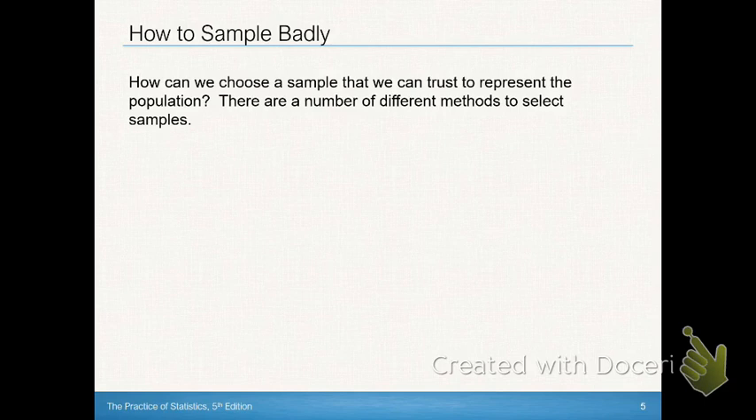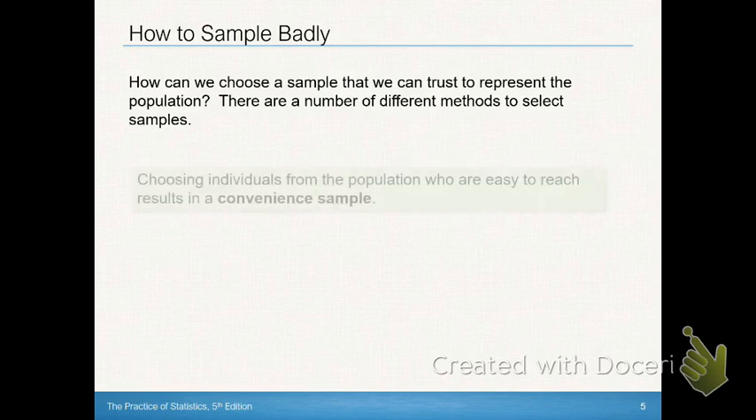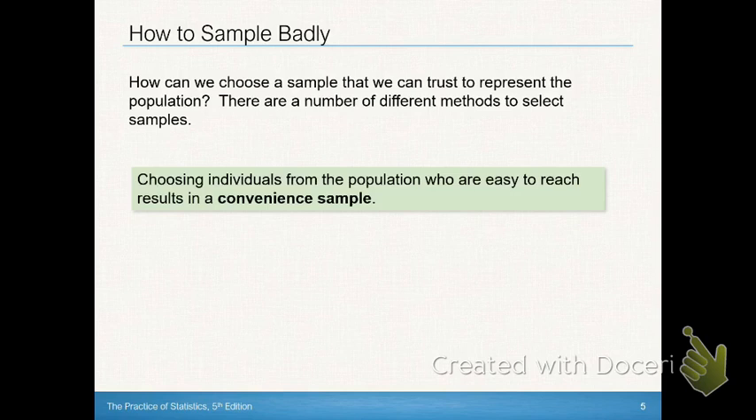Now we'll start with some things that you don't want to do. There are some bad ways to do a survey, and then there are some good ways to do a survey. One bad way to do a survey is to do a convenience sample. A convenience sample is just asking people who are easy to find. So maybe if you wanted to estimate the average number of steps that someone in our high school takes every day, and you just ask everyone in your first block class, that would be a convenience sample. And that results in biased responses.